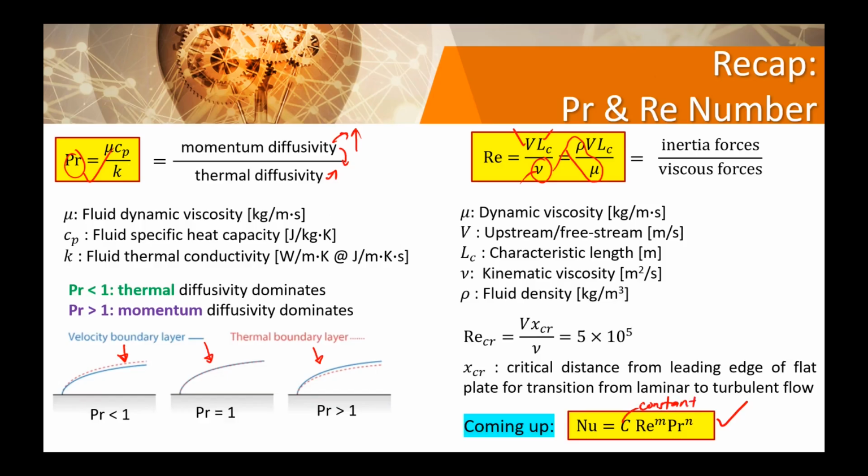But the more important point here is that Nusselt number, which you previously saw, was, if you could recall, H LC over K, right? H is your HTC, right? Your heat transfer coefficient for convection heat transfer. This is your characteristic length, and your K, of course, is your thermal conductivity.